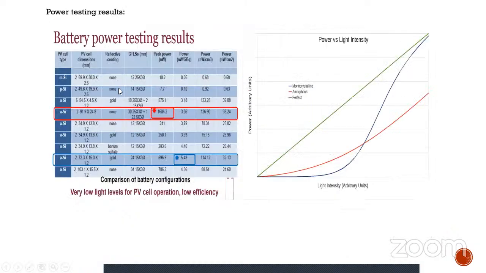So these are the battery power testing results. We can compare the battery configurations and show all the results. So these are the things for different types of solar cells. They have different dimensions, different reflecting coatings, and different sizes and all of that. They have different peak powers, different power figures according to their shapes and sizes.